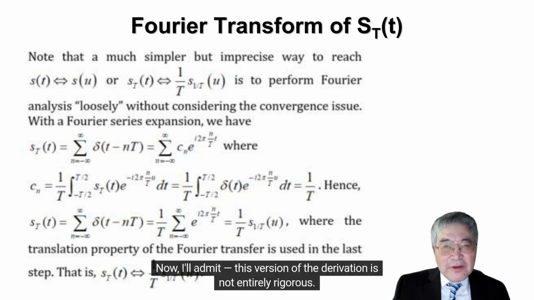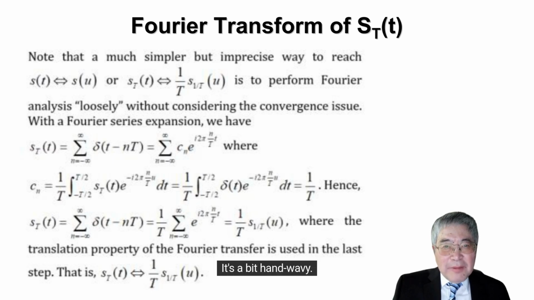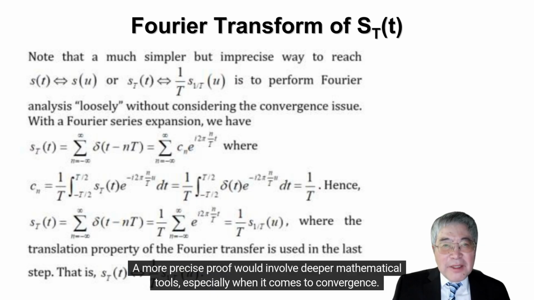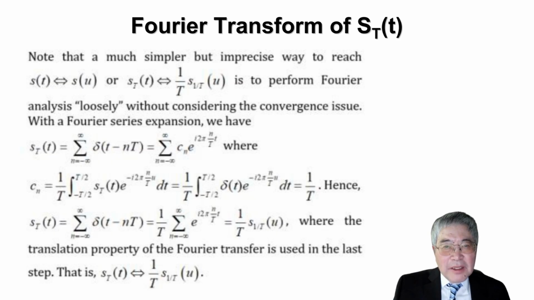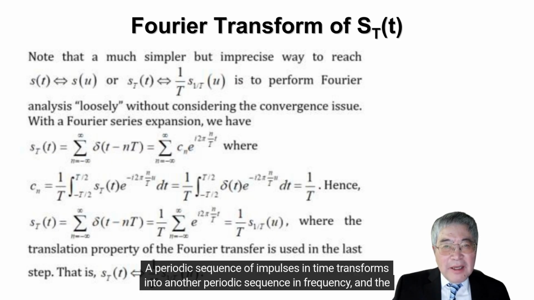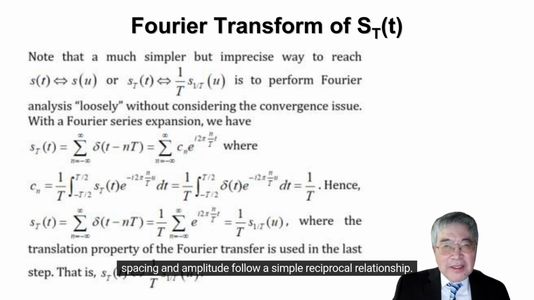Now, I'll admit this version of the derivation is not entirely rigorous. It's a bit hand-wavy. A more precise proof would involve deeper mathematical tools, especially when it comes to convergence. But for our purposes, this intuitive explanation gives you the right picture. So just keep this in mind. A periodic sequence of impulses in time transforms into another periodic sequence in frequency, and the spacing and amplitude follow a simple reciprocal relationship.